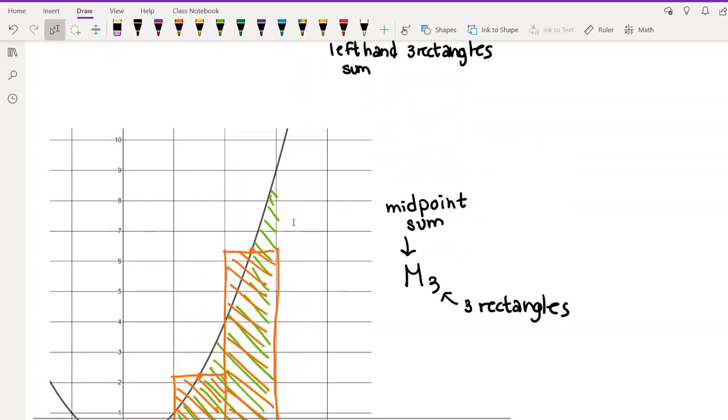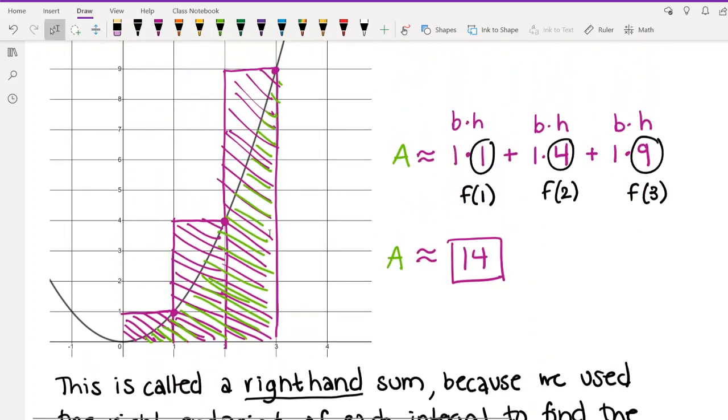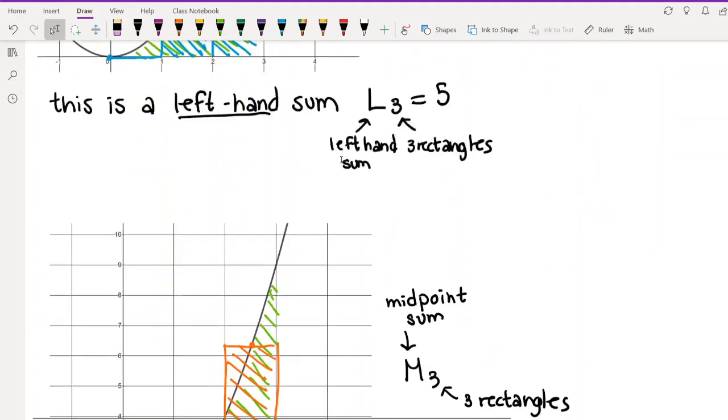Okay, so let's go back to the right-hand sums for a second. I want to think about, with this right-hand sum, what could we do to actually make this a better approximation? And the answer is basically to use more rectangles. So I want to do one more example by hand, and then I'll show you on Desmos some other examples with even more rectangles. But I want to calculate R6.